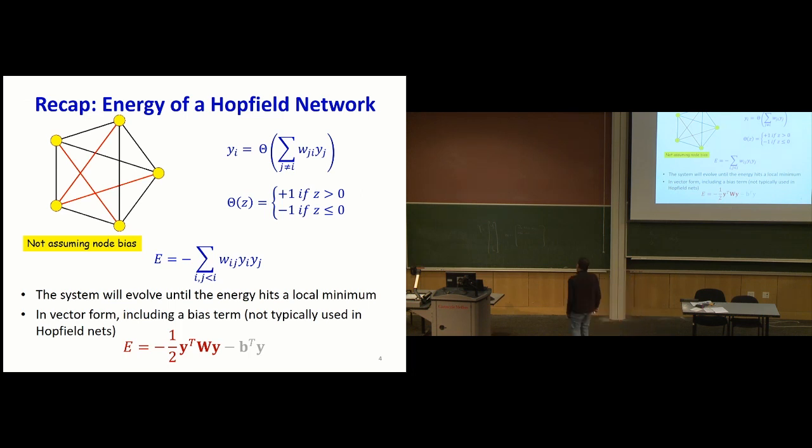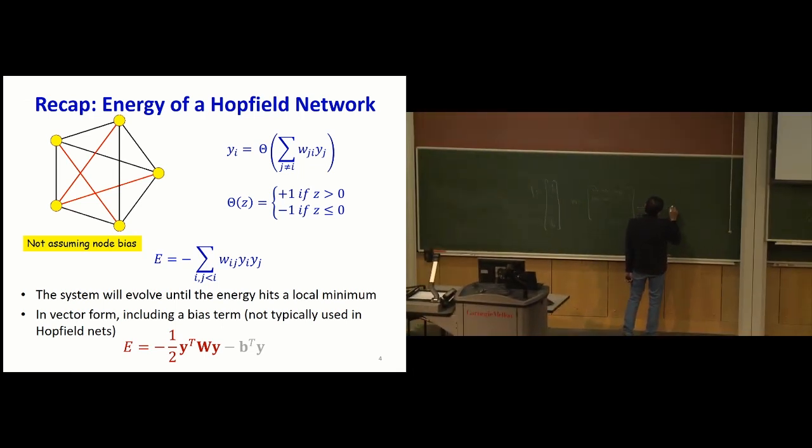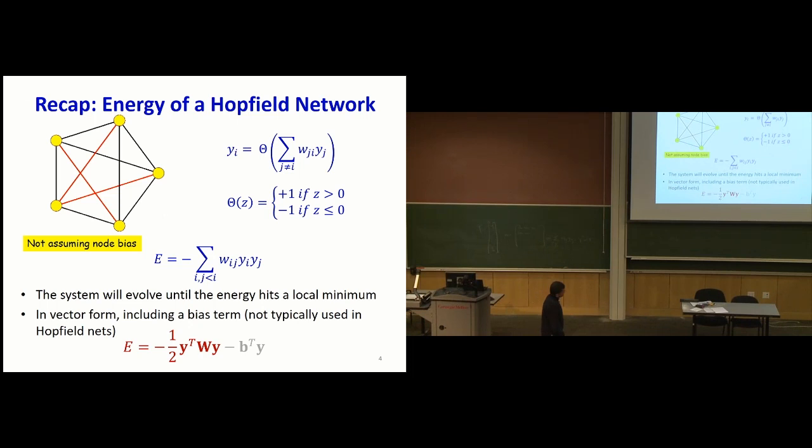But once you decide that, then the summation over i, j of w_ij y_i y_j is simply going to be y transpose W y. Right? We can just write it out this way. If you expand it out, you're going to find that this holds. So in vector form, this energy can be thought of as minus half y transpose W y. So why this half? Because you don't want to double count things. Everything is counted just once.